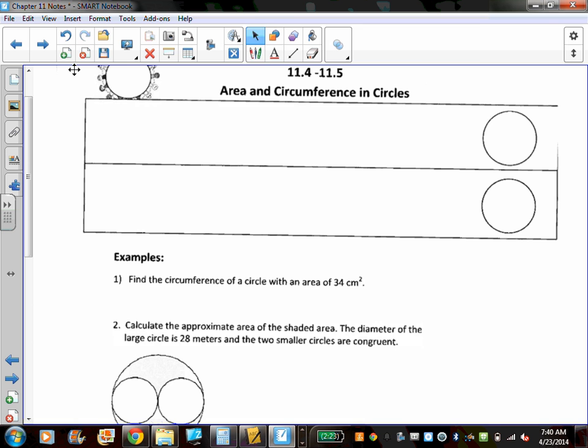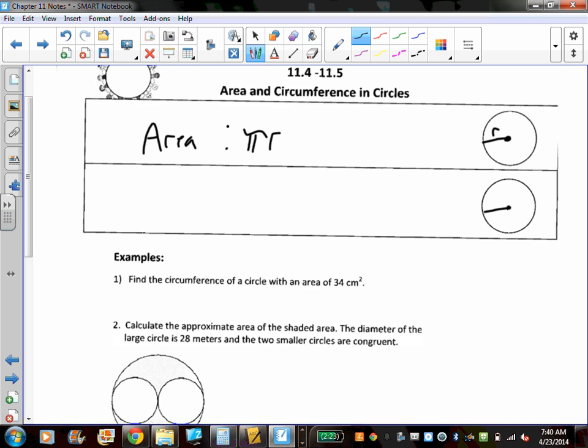So starting out, just putting down the formulas again. Both of these formulas can use the radius. So if we want to know what the area of a circle is, we just use the formula pi r squared. If we want to use the circumference, we use 2 times pi times r. Easiest way to do it.